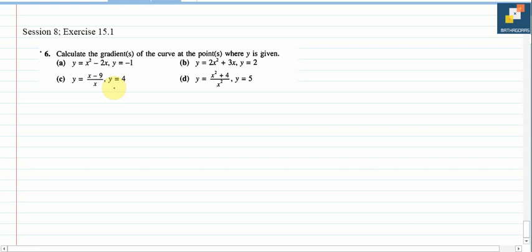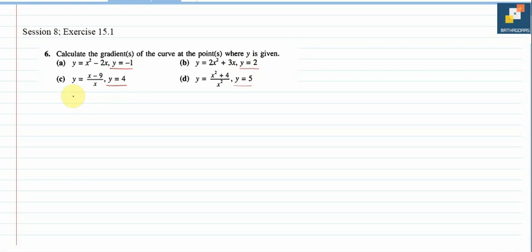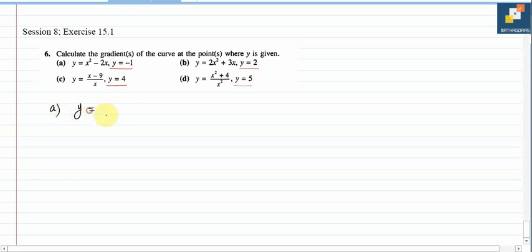What is that change? If you observe the previous question, in that question we have the direct values of x instead of y. In this question you see that we have values of y, not x. So let's start with the first part. It says that y equals x square minus 2x, and the value of y is minus 1. Now, why the value of y is given, I will tell you.